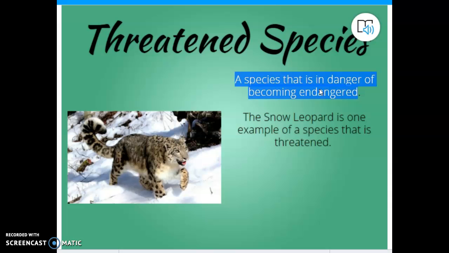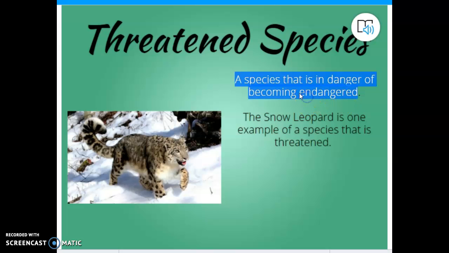So when I see this one, I think it's very easy. I think extinct is the easiest definition. Extinct means they're all gone. We know what that means. Okay, so now you've got these 2 new words, threatened and endangered. If I am in danger of becoming endangered, I cannot be endangered.